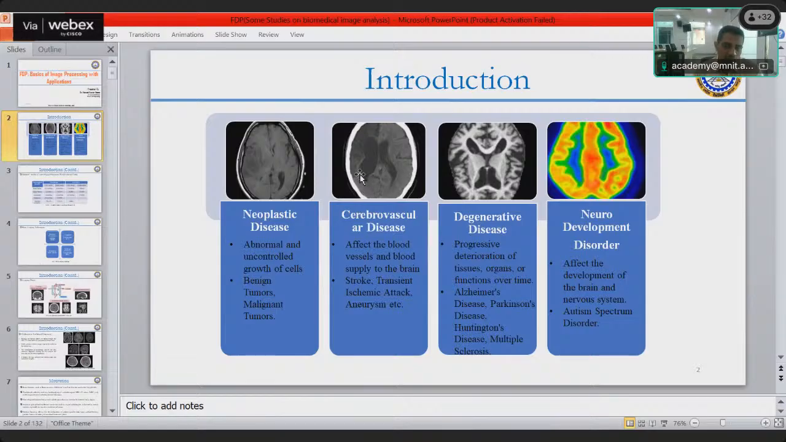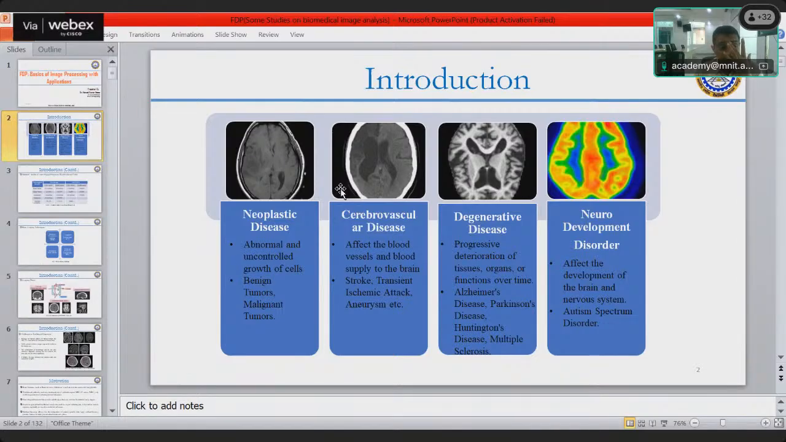So before coming to this part, when we are going towards the MRI, in this case, what is the need of this? What type of problems are there?